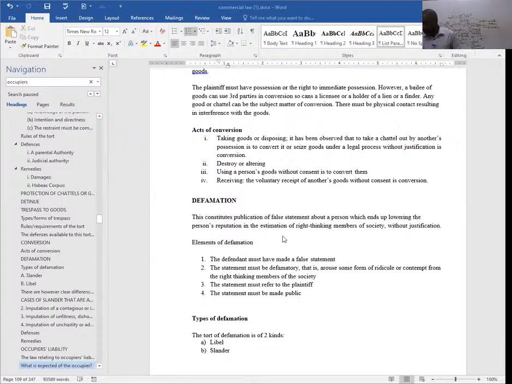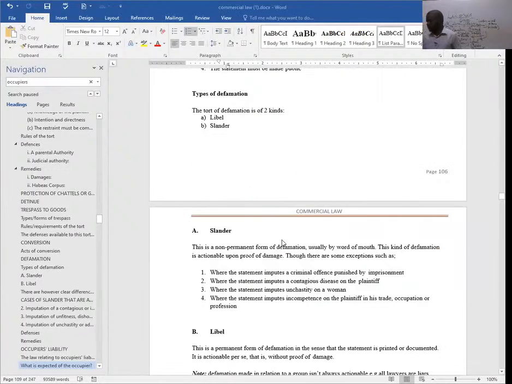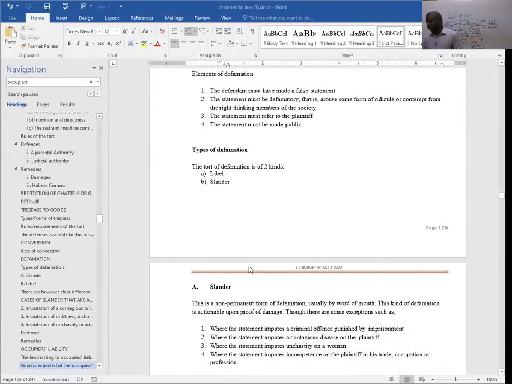So what is libel? As I've explained, they have started with slander, so maybe we can start with slander. This is a non-permanent form of defamation, usually by word of mouth. This kind of defamation is actionable upon proof of damage, though there are some exceptions. If that defamation is not in permanent form, it is just by word of mouth, there must be a form of proof. So you must produce evidence, maybe a video recording, or something to clearly indicate that someone made that particular statement, because it was just by word of mouth.